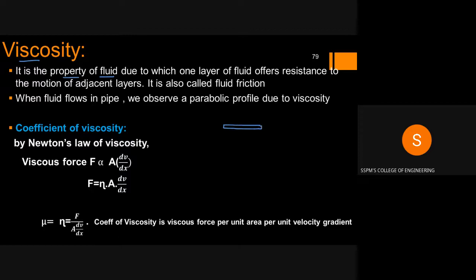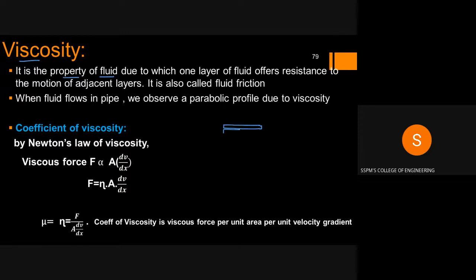So if you consider the fluid is like this, the layer has velocity v, then the velocity will gradually decrease like this. It will have the maximum velocity v, and suppose this is the stationary surface or the pipe wall or the boundary, then at the layer which is in contact with the wall, the velocity is zero. So this is because of the fluid friction.